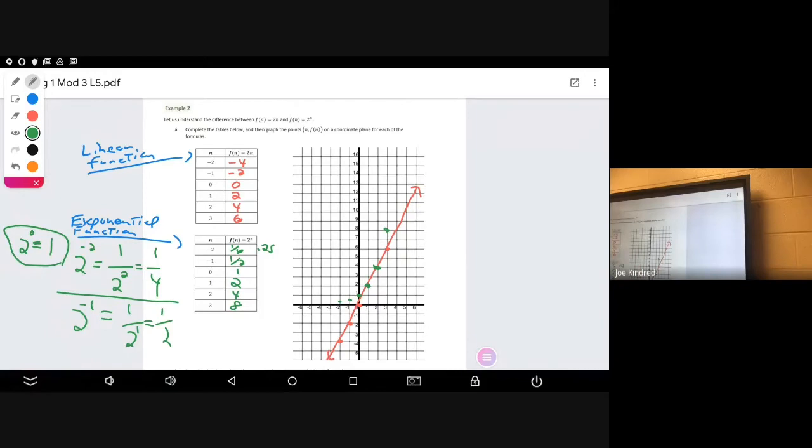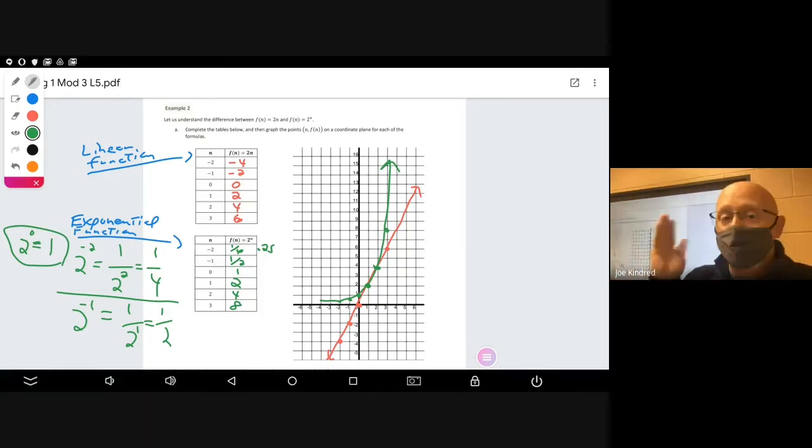And you can see this one appears to have a different path. And you can see that the exponential growth appears to get very high, very fast, whereas the red line is going to stay constant. Exponential growth versus linear growth. Okay? All right.